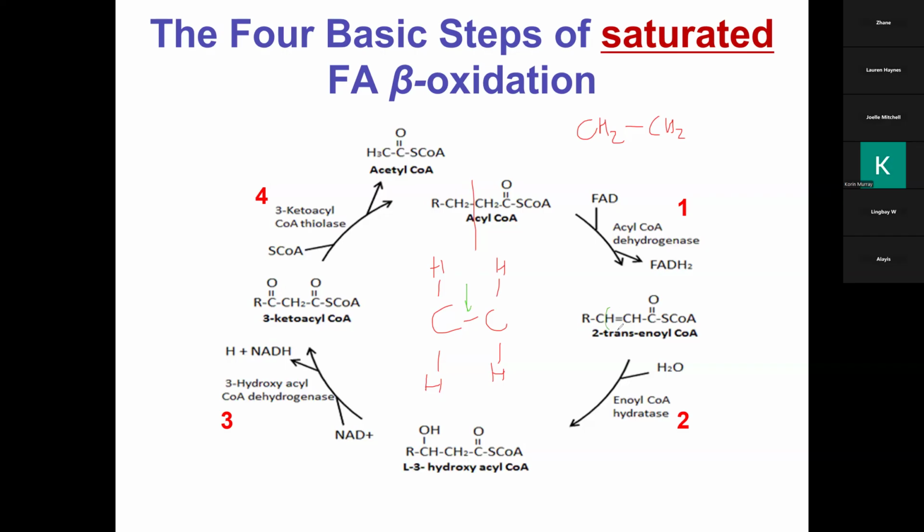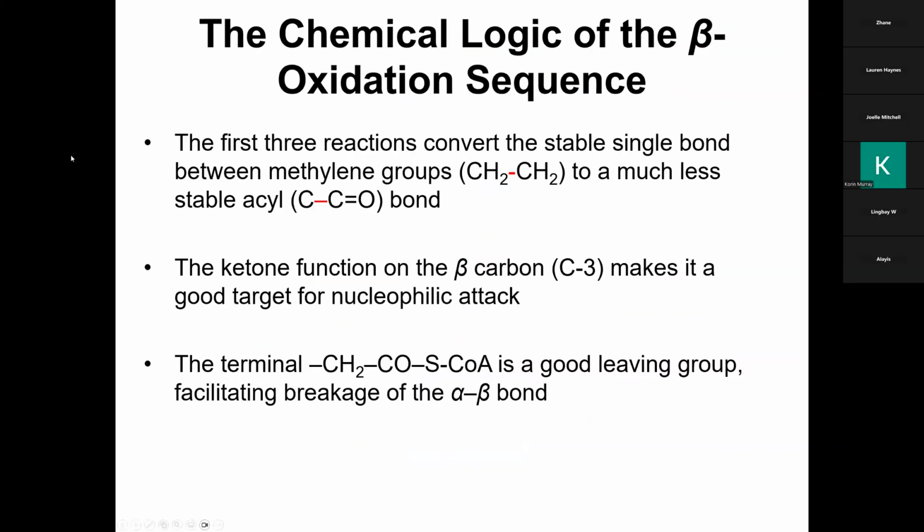What do we do? We turn it into a double bond, we hydrate it, we turn it into a carbonyl bond, and now instead it's the carbonyl, and that is much easier to cleave. That's why we do it, because this is hard to cleave, but this, where it's a carbonyl instead, is much easier to cleave. That's the logic. That's why we do it. And that's kind of explained on this side here.